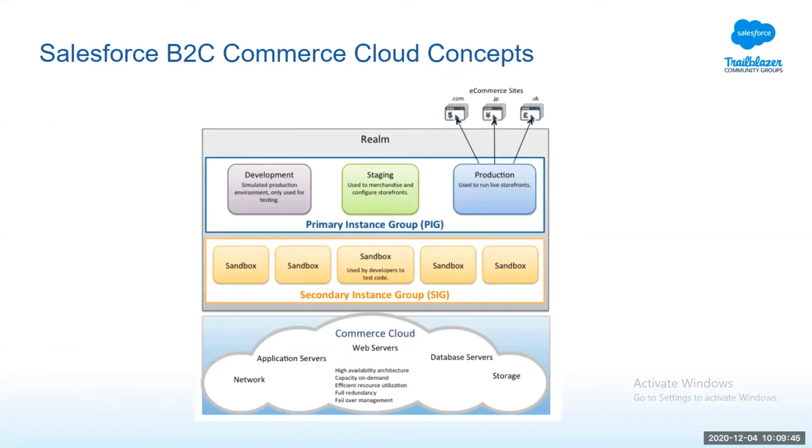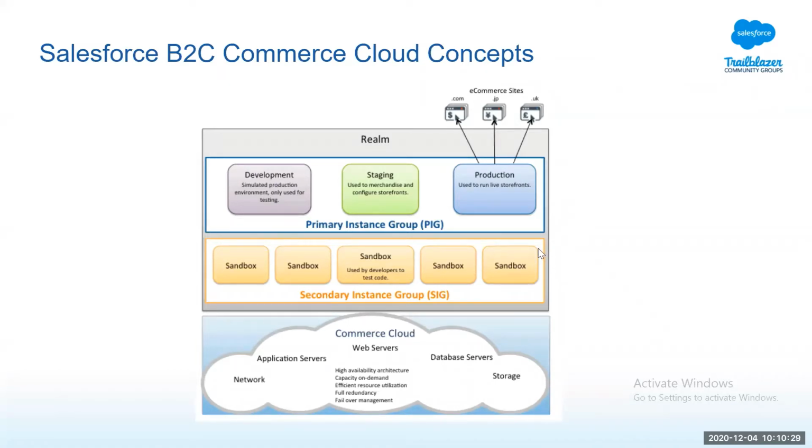What you see here is the core architecture of how this is structured. The base is the sandbox. The sandbox is an instance used by our development team. They develop their code on it and do their unit testing and all of that. Normally when a project starts, the client provides us with 5 sandboxes, which fall under an instance group called the secondary instance group. So the SIG that you see here is just hosting all the sandboxes together.